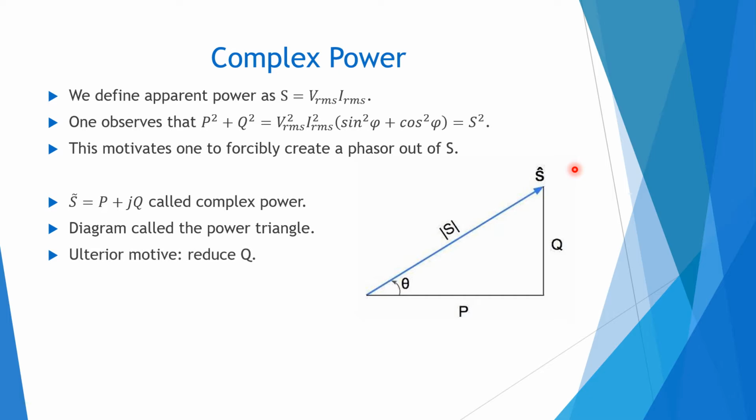Remember, our ulterior motive is to reduce Q, and we will come back to that in the last slide. Just remember that. Keep this theta in mind, or phi, whatever you want to call it. It's also going to come up again.